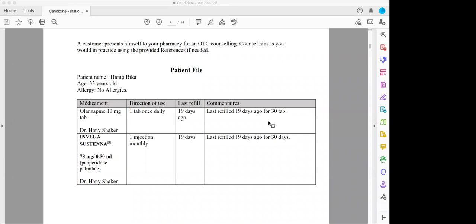Okay, good. May I start with your name and age, please? Yes, my name is Hamo Bika. My age is 33 years old. Okay, Hamo, welcome to the pharmacy. Yes, we already have a smoking cessation program. Could I ask how you know about our smoking cessation program? I watched a TV advertisement saying that Shoppers pharmacies have a cessation program. That's why I came here. Okay, that's great. Can I ask what is the reason that you really want to stop smoking right now?